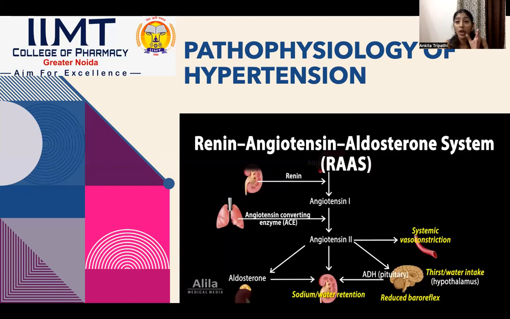Ischemia is formed. When ischemia has formed, hypoxia will increase. Hypoxia occurs and the blood pressure increases. This is how the pathophysiology of hypertension occurs.